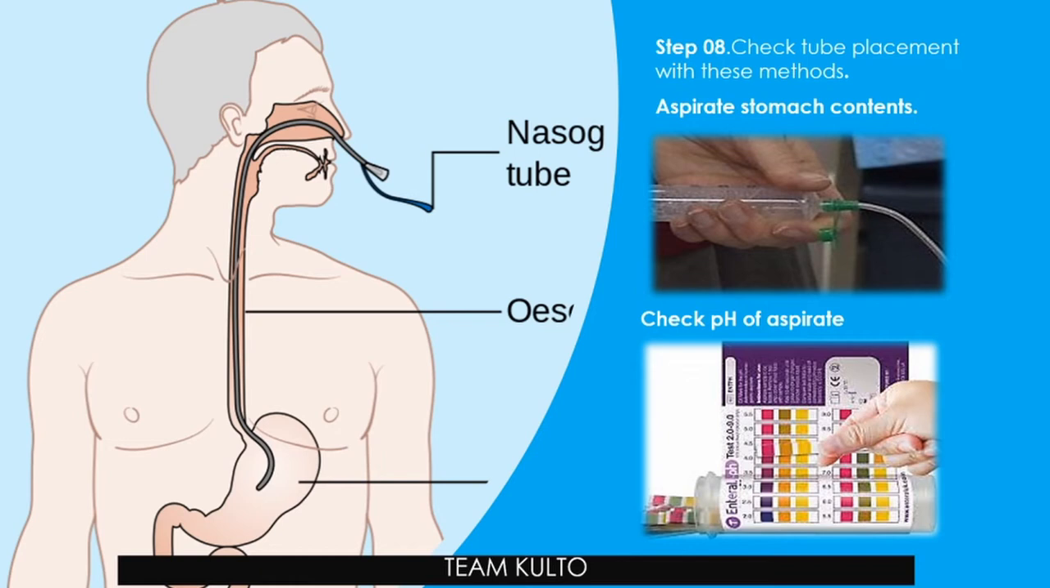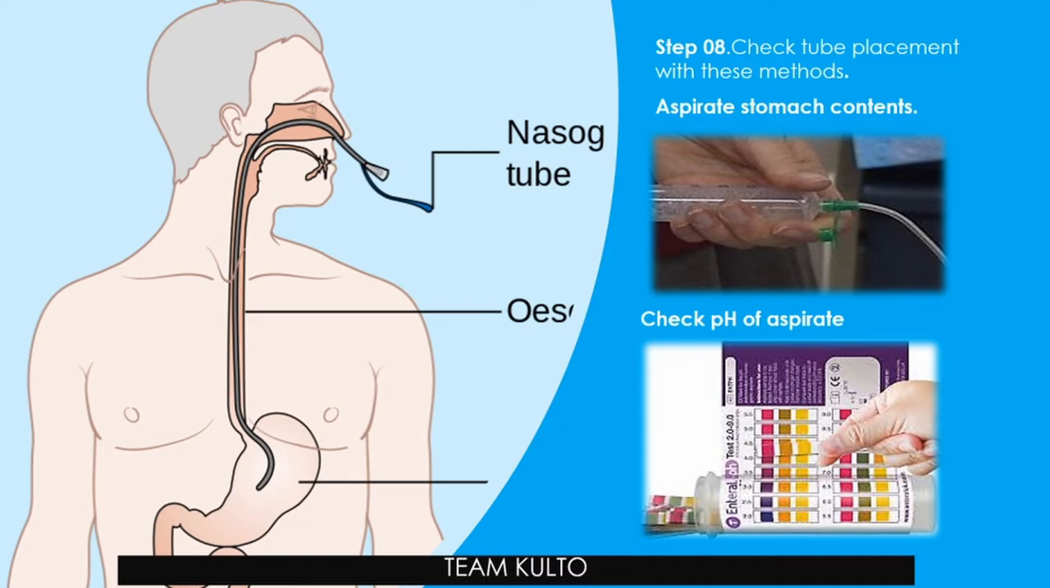But kung hindi ka naging successful sa aspiration mo ng stomach contents, well, you can check the pH of the aspirate, okay? Now, measuring the pH of the stomach aspirate is considered more accurate than visual inspection. Stomach aspirate generally has a pH range of, remember, 0 to 4, meaning ang pH level natin 0 to 4 is that alkaline or acidic. Guys, remember na ang main content ng ating stomach is hydrochloric acid, okay? So, naturally, ito po ay acidic, okay?